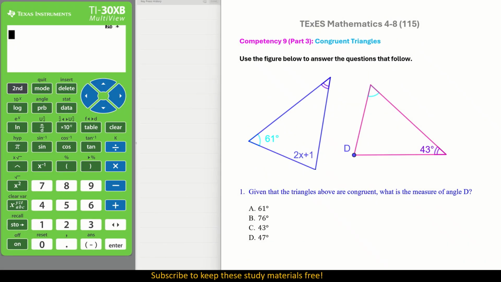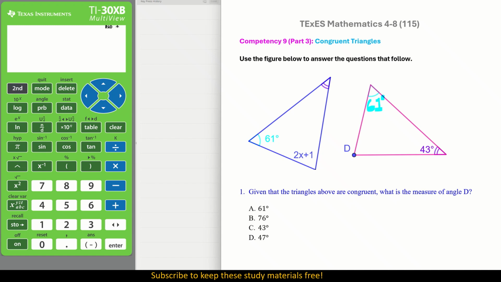Okay, number 1. Given that the triangles above are congruent, what is the measure of angle D? Well, the fact that they've told us that we have congruency, now we can start labeling corresponding angles. So we have 61. This means this angle is 61 also.